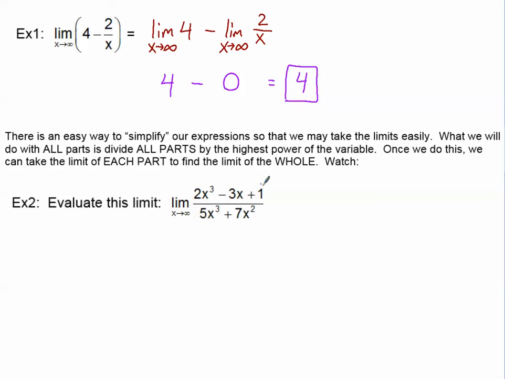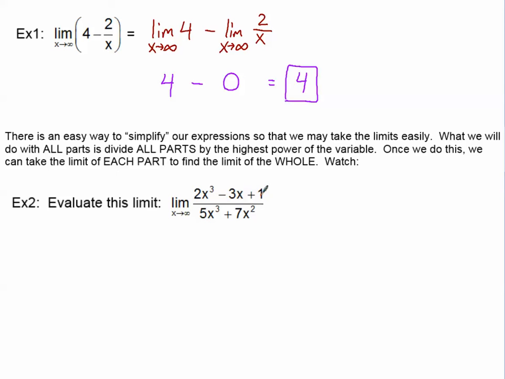Sometimes the problem is a little bit more tricky like this. So I'm going to show you a nice little method that we use to simplify our expressions so that we can take the limits more easily. What we're going to do is take all parts. For example, in this example 2, I see 5 parts, 3 in the numerator and 2 in the denominator. We're going to take all parts and divide them by the highest power that we see on our variable. And once we do that, you'll see what we can do to take the limits.